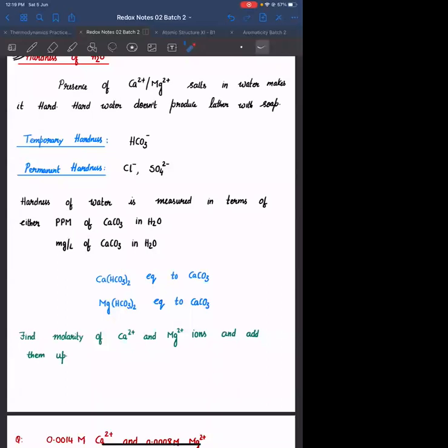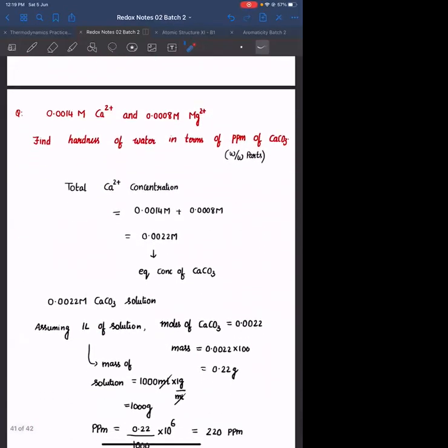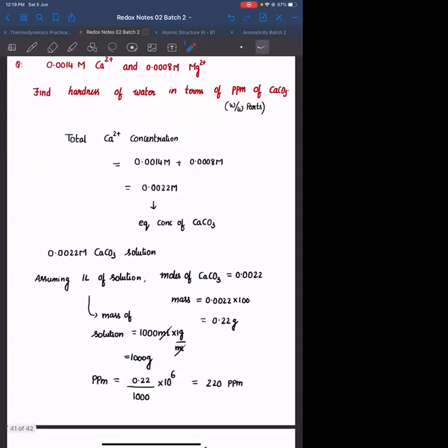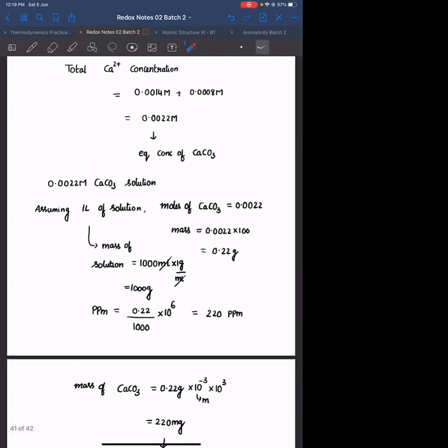The assumption is that the density of water, we are not changing it. The density of solution is exactly equal to the density of water, which is 1 gram per ml. The reason for that is the concentrations of these ions are very, very less. The concentration of these substances are less, so the density of water is not that much affected. I hope this is clear.